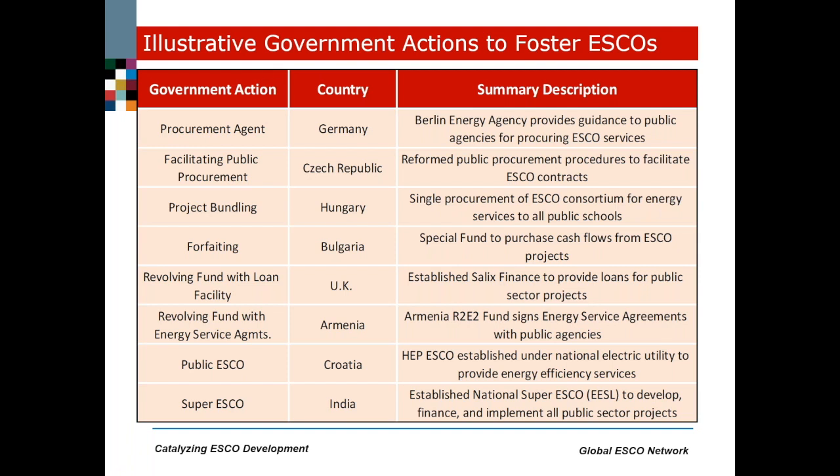I mentioned public and super ESCOs. A public ESCO was established in Croatia. It was established under an electric utility to provide energy efficiency services throughout the country. And in India, the national government has established EESL, Energy Efficiency Services Limited, to develop, finance, and implement all public sector projects throughout the country. So some of these things have been done and have proved successful.